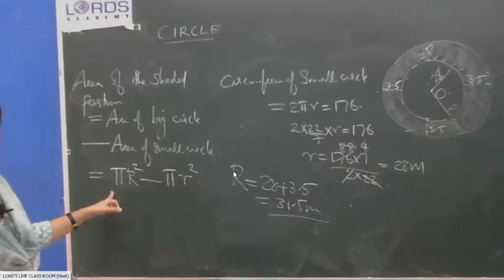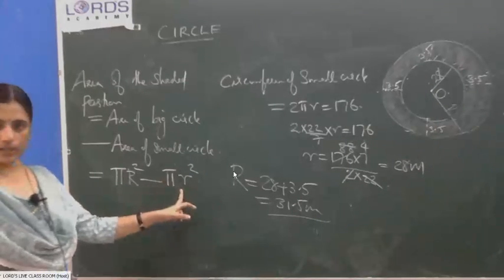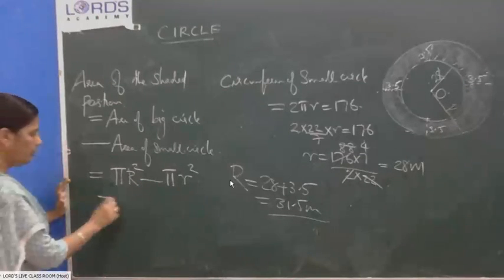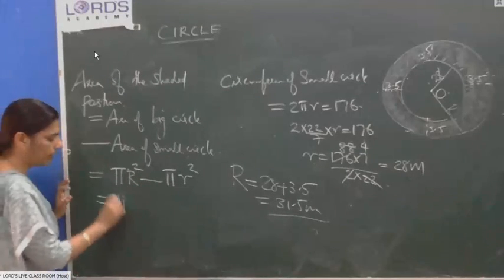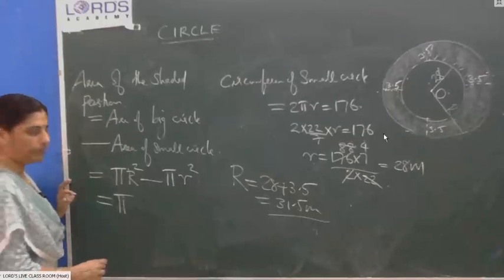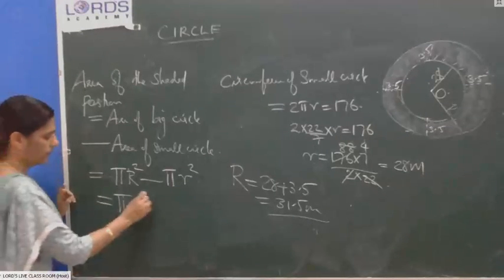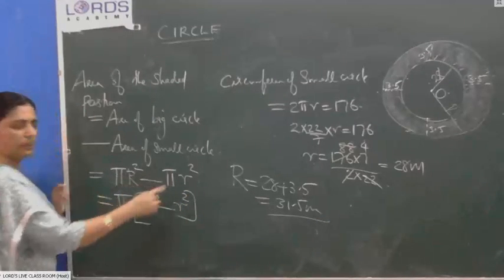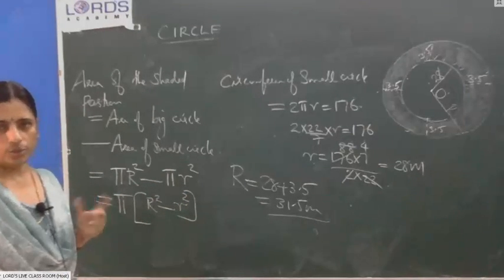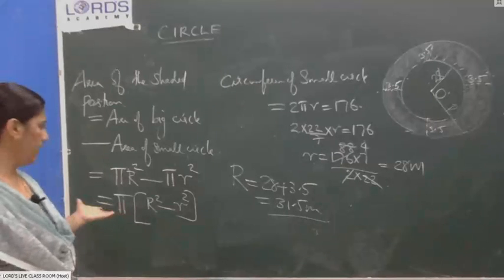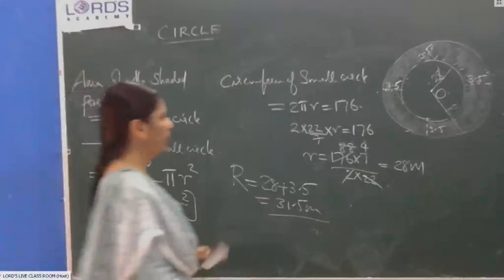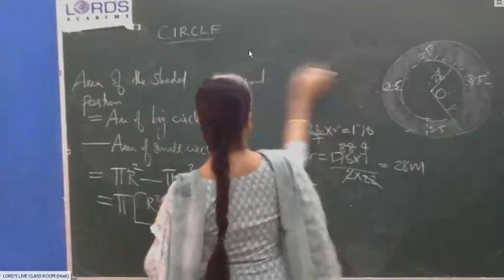Pi r square is the area of the big circle, and pi r square is the area of the small circle. Both have pi r square, but this is capital R. For easy calculation, you can take pi outside, then R square minus r square. Otherwise, both times you have to substitute pi. To avoid that difficulty, we can take pi in common, and substitute and get the answer.